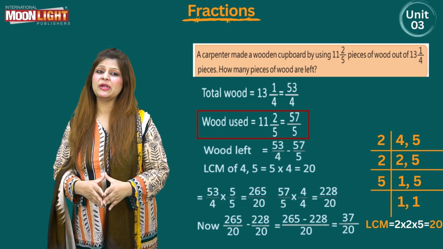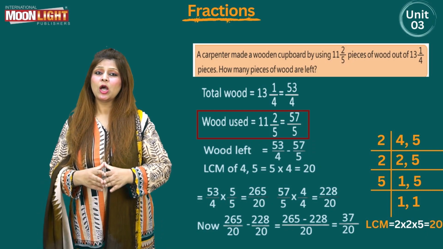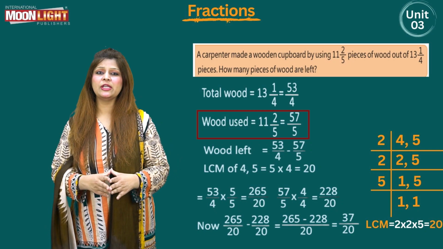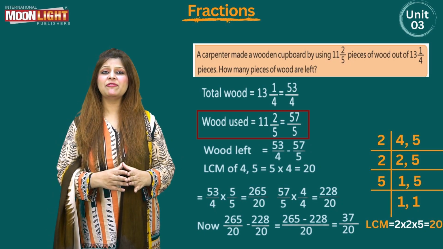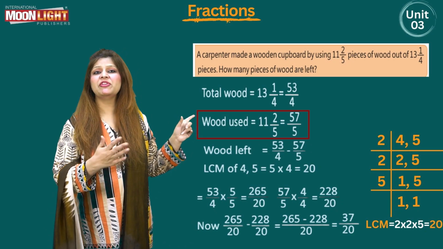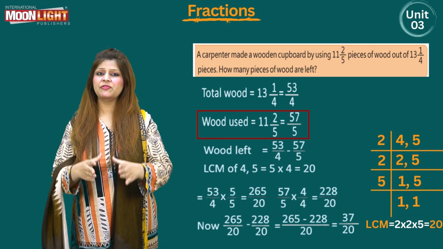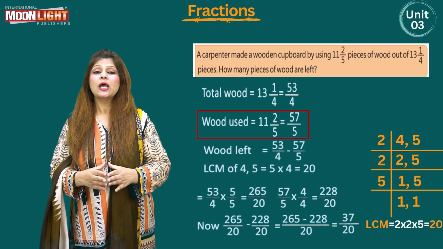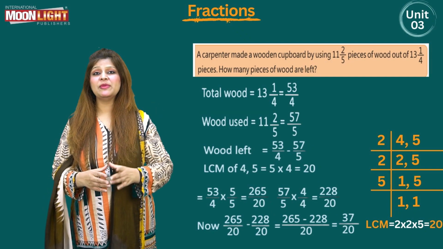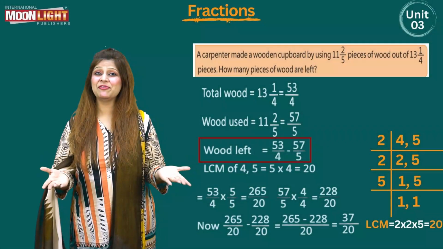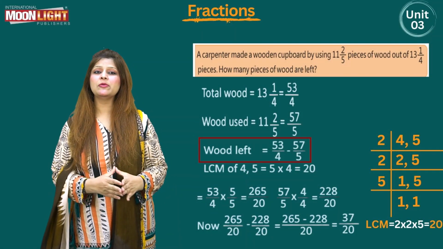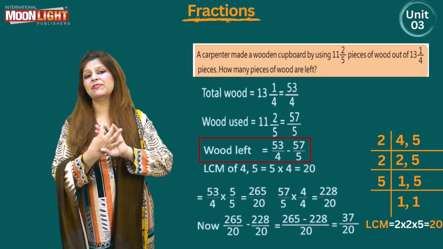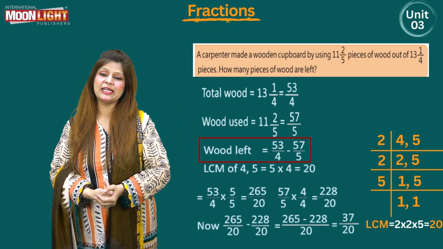Now my second statement is wood used. How much wood is used? Yes, 11 whole 2 by 5. So again, I am going to convert it into an improper fraction. 5 11s are 55, 55 plus 2 is 57. 57 by 5 is my next improper fraction. Okay, so just check what the last statement will be, which is wood left. Very simple and easy, it is equal to 53 by 4 minus 57 by 5. This is the thing which I need to do.